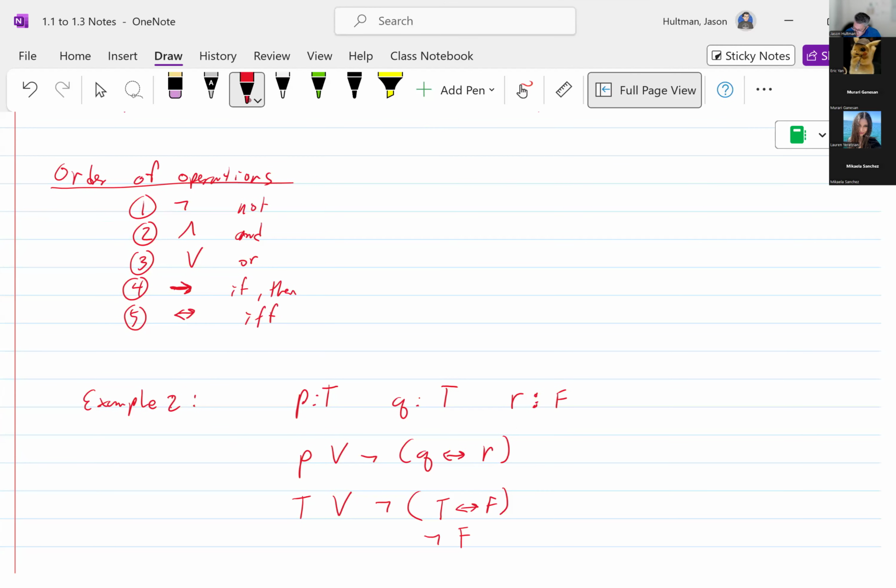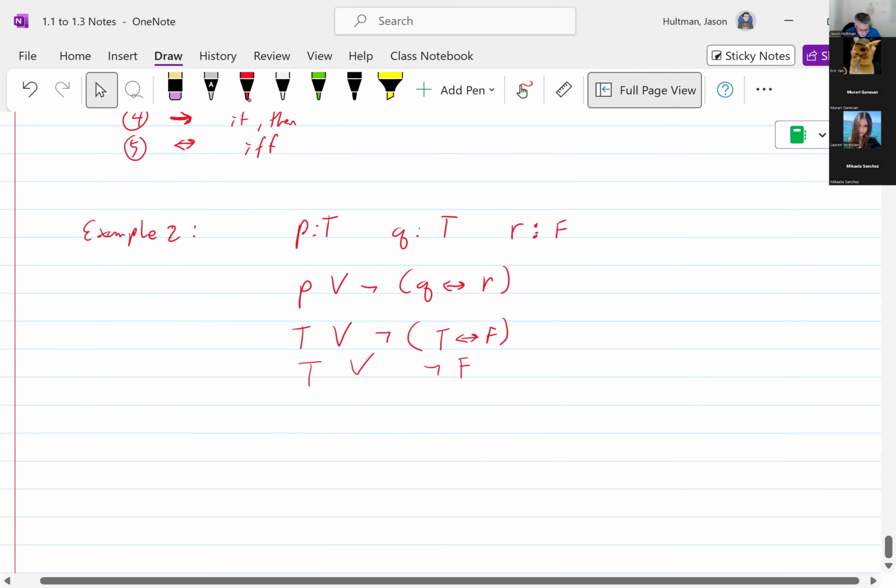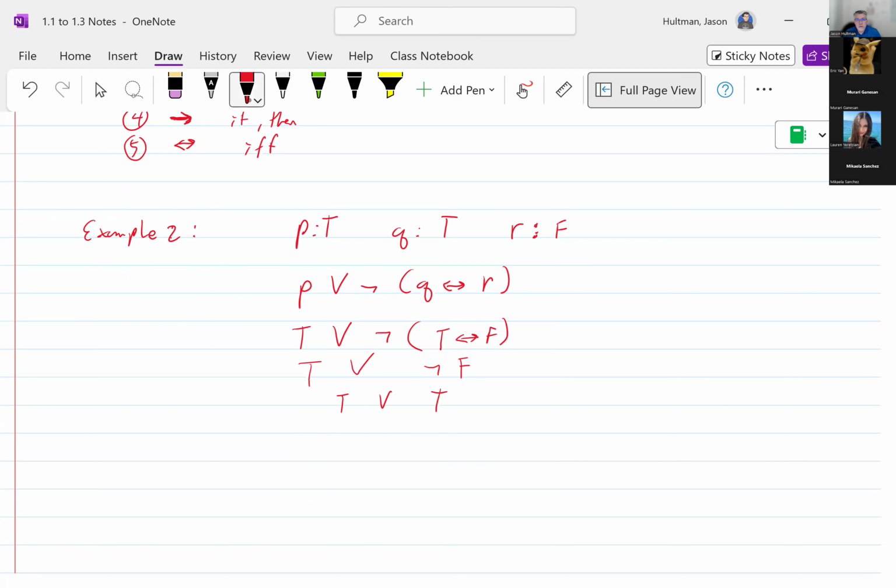Okay, so we do the not now. So what's the not of an F? That's true. Okay, thank you, Lauren. And true or true, well, that's an easy one. It's true. So that's T. You can leave it as T or true. It doesn't matter either way.